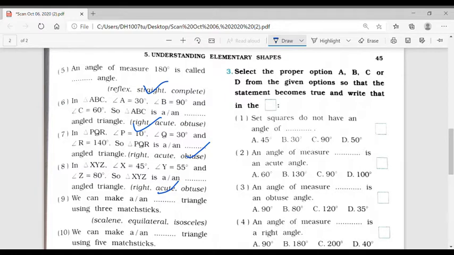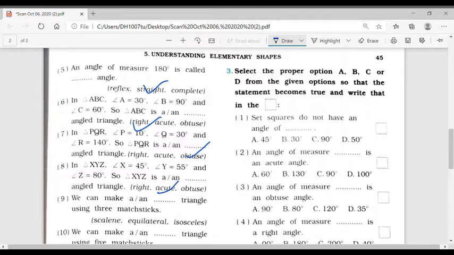Now question number 9: we can make a dash triangle using 3 matchsticks. Obviously, children, if we use matchsticks, each and every matchstick has equal measure, equal length. So which type of triangle can we make by using 3 matchsticks? That is called equilateral triangle.